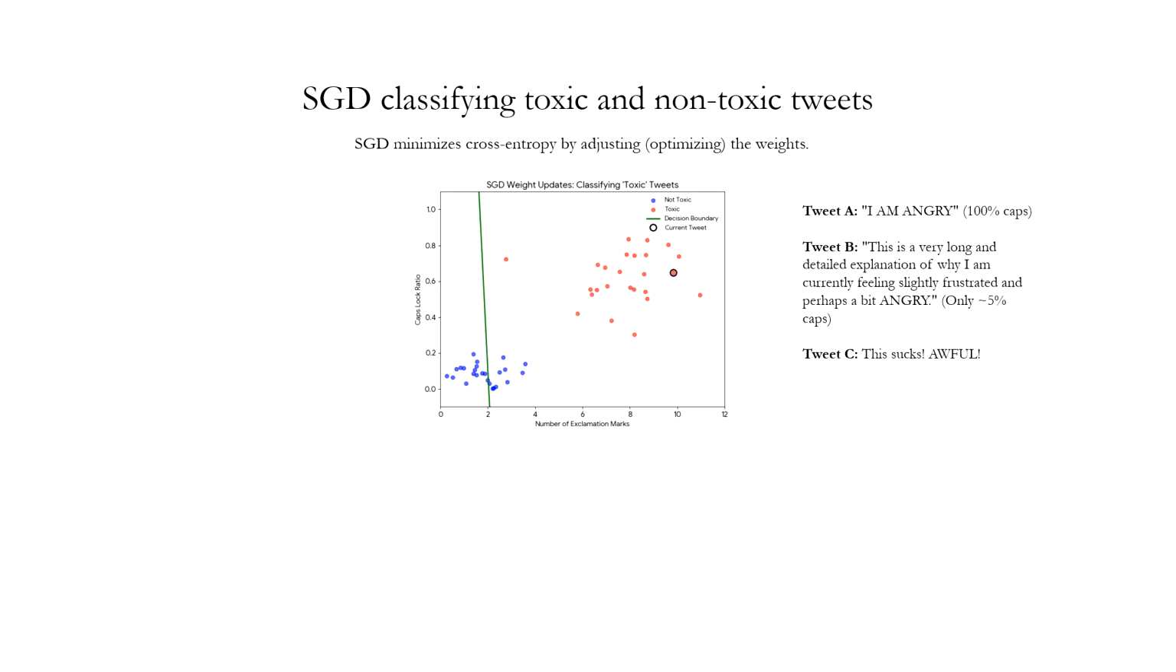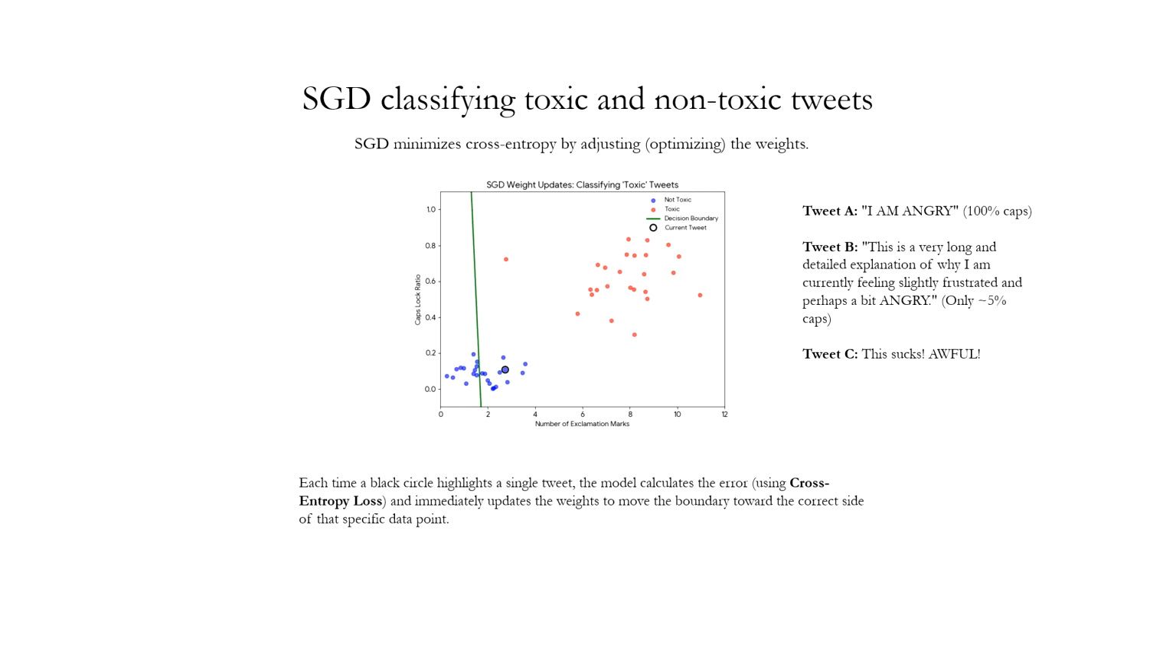So here are some examples. Tweet A would be "I'm angry." That's 100% caps. That would be classified as pretty toxic. Tweet B: "This is a very long and detailed explanation of why I'm currently feeling slightly frustrated and perhaps a bit angry." That's only 5% caps, so maybe it won't get classified correctly. Tweet C: "This sucks, awful." This is obviously a toxic tweet, and it goes to the far right. So SGD is basically going through all of this and classifying, and it's optimizing the weights.